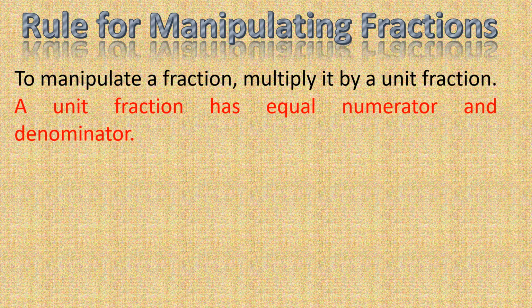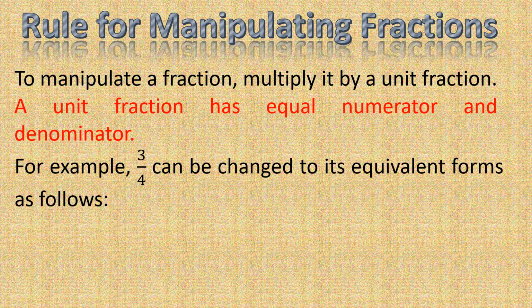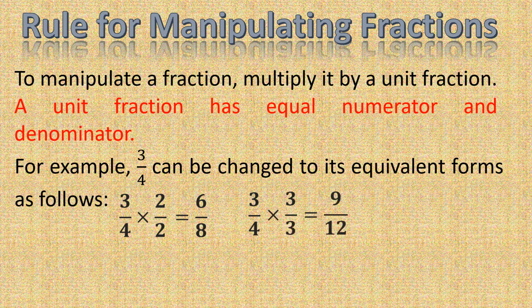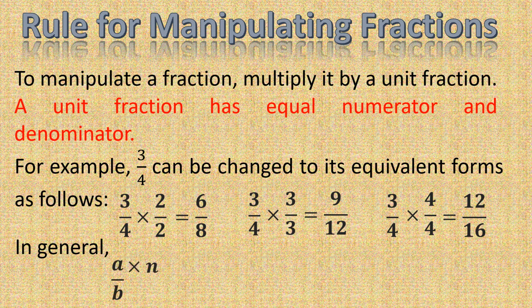To manipulate a fraction, multiply it by a unit fraction. For example, 3/4 can be changed to its equivalent forms as follows. In general, when manipulating a fraction, if you multiply the numerator by a certain number n, you must also multiply the denominator by n. Similarly, if you divide the numerator by n, you should also divide the denominator by n. This rule applies to all simplifications of fractions.